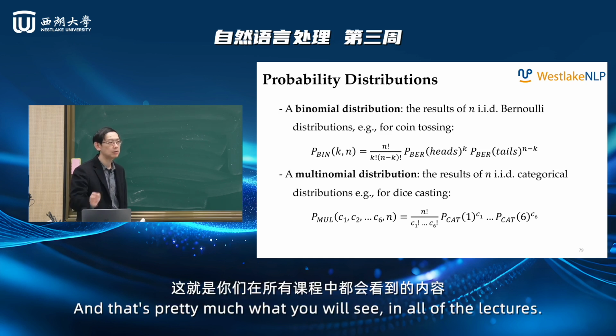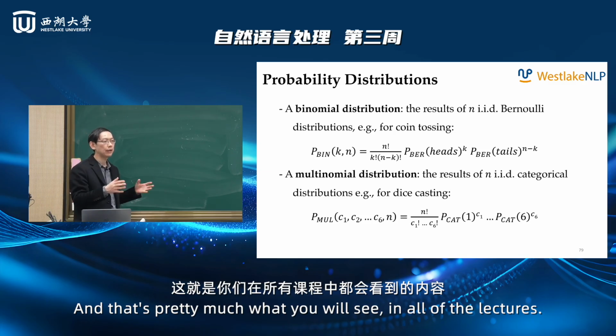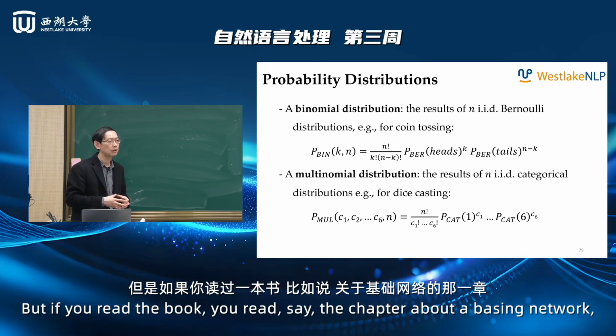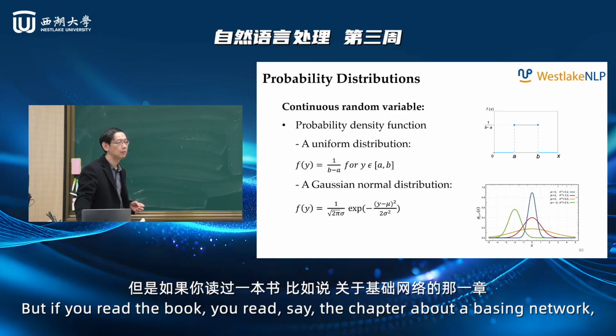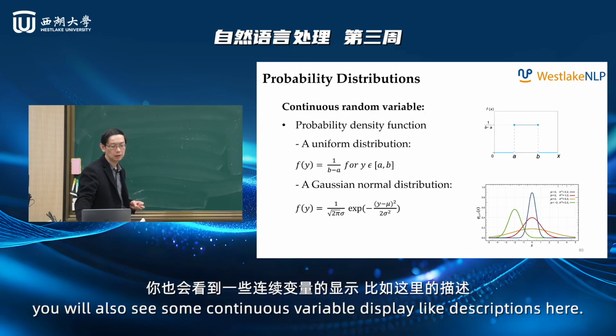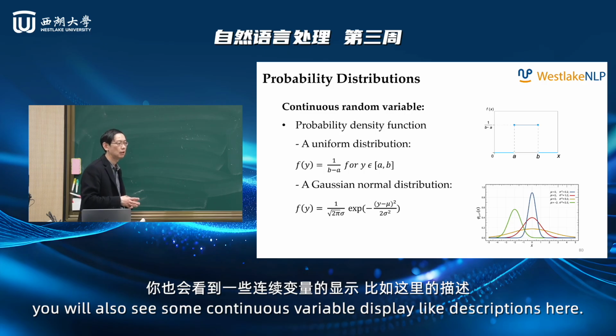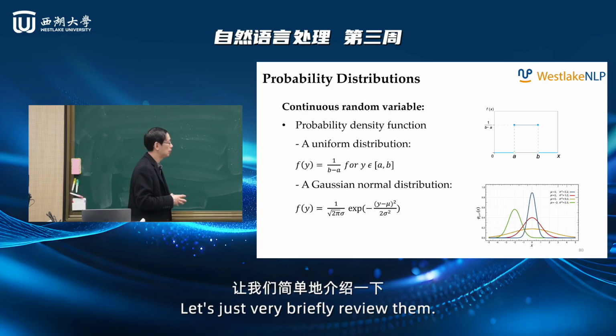And that's pretty much what you will see in all of the lectures. But if you read the book, say the chapter about Bayesian networks, or the book about random variables, you will also see some continuous variable descriptions. Here, let's just very briefly review them.